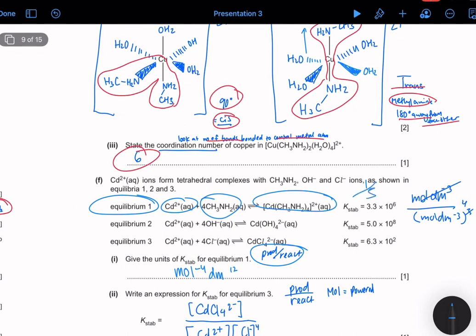Write an expression for K stability for equilibrium 3. Again, it's product over reactant. This one is your product for equilibrium 3, and these are your reactants. The molar ratio in front will be the power, so that's why it's powered by 4.